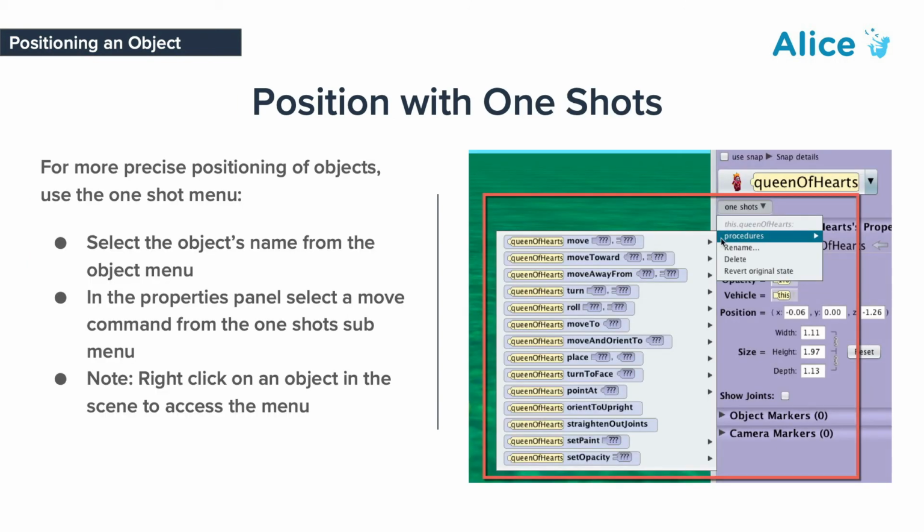For more precise positioning of objects, use the One-Shot menu. Select the object's name from the Object menu. In the Properties panel, select a Move command from the One-Shot submenu. This gives you handy options such as programming an object to move towards another object or face an object. You can also simply right-click on an object in the scene to access the menu.